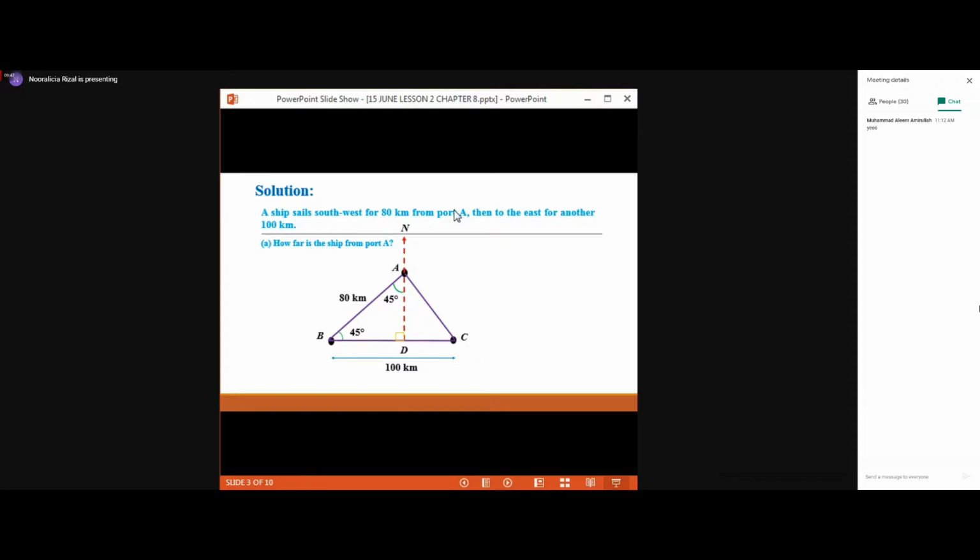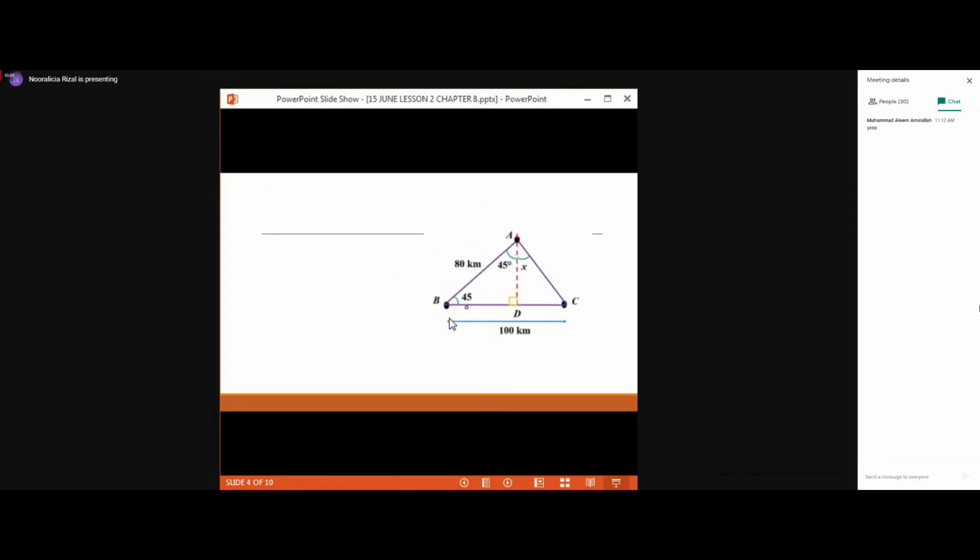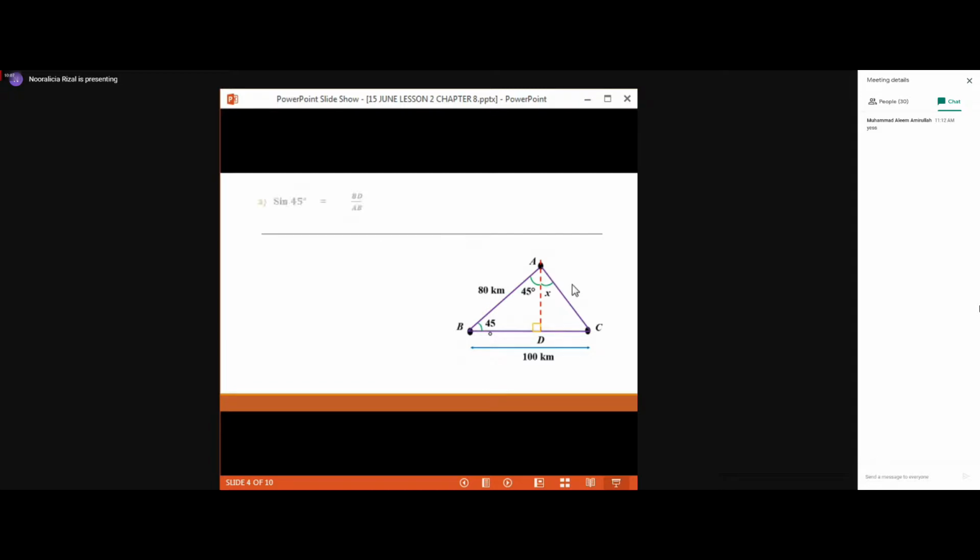question, how far is the ship from port A? So your port A is here, your ship is now at here, C. So basically you are finding what is AC. The line of AC, you're finding here. So let's have a look. How can I get it? So it's a step-by-step process.